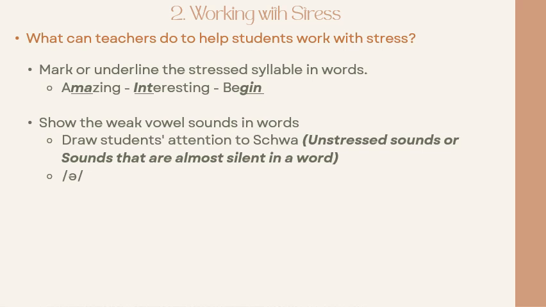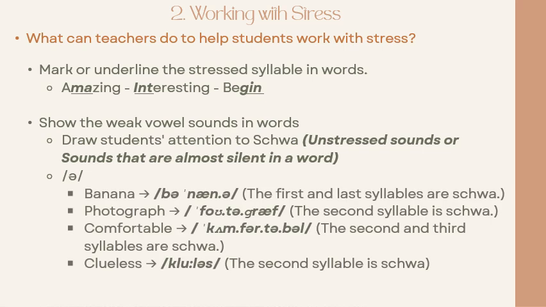We have the word banana, right? Banana. So the first and last syllables are schwa, which means they are almost unheard or silent. Okay, banana. And then we have the next word, which is photograph. Photograph. So the second syllable is schwa, which means it's almost unheard, right? So photograph. Okay, and then we have another word, comfortable. So the second and third syllables are schwa, which means we don't usually pronounce them or they are silent.